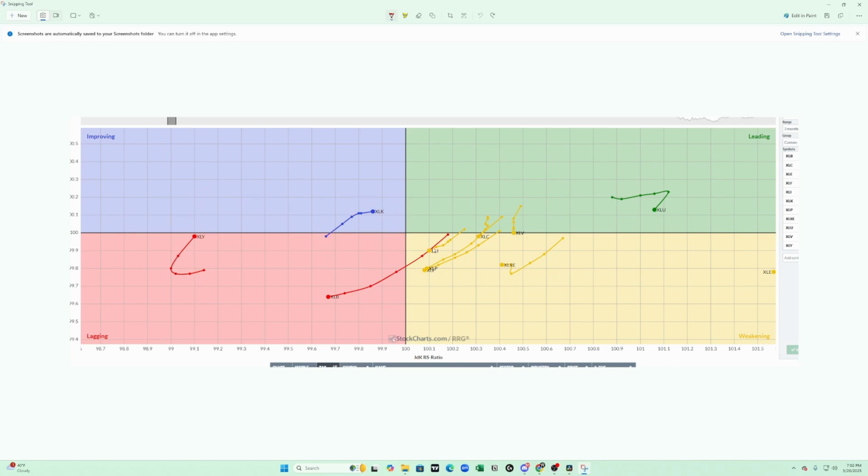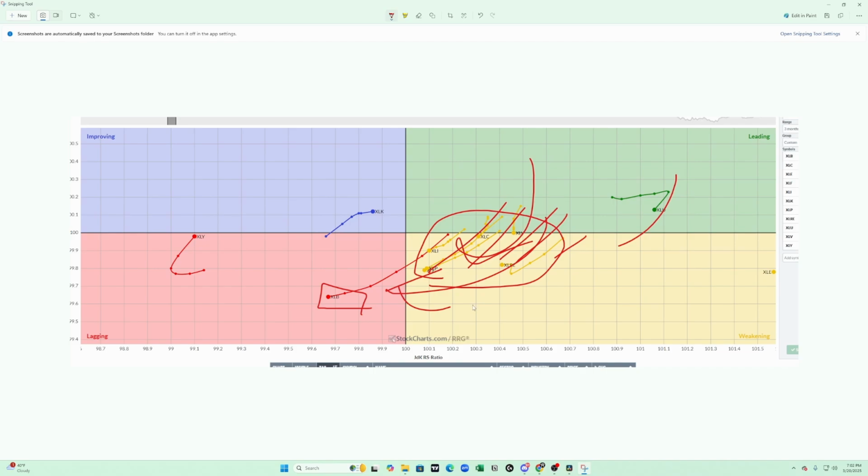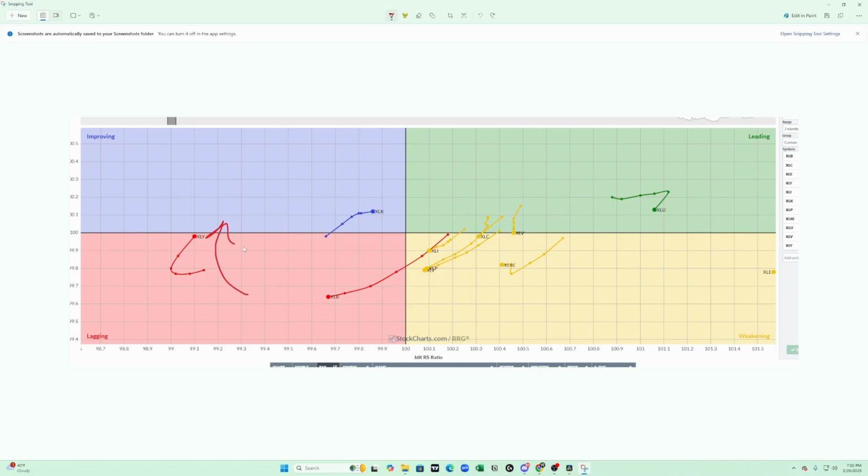Now, what about defensives and value? Well, defensives and value are all over here. Notice XLB and all these other guys, they're grouped up. They all have similar trajectories, and they're going down from weakening into lagging, or leading down into weakening. This is called a growth rotation because money is flowing into growth and they're starting to sell off defensives. That is an early sign that markets are likely to move higher.